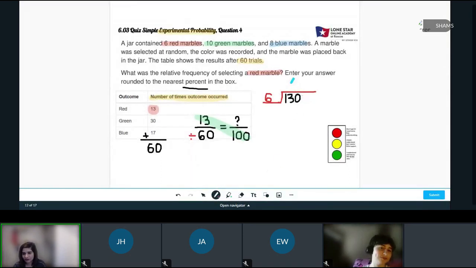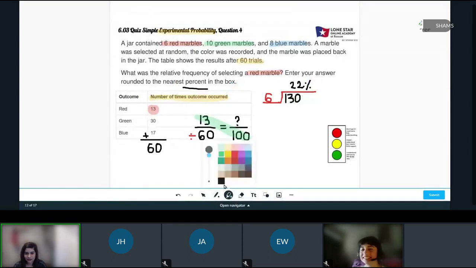When I did that, I got approximately 22%. When I divided, I got approximately 22%. And Joycelyn, they wanted you to round, right? Enter your answer, round it to the nearest percent. So nearest whole percent, nearest whole number was 22. 22%, right? If you round, there you go, 22%.